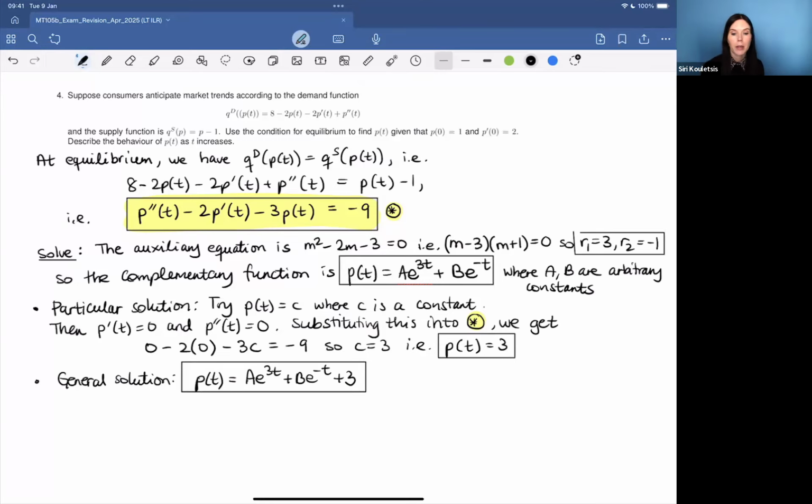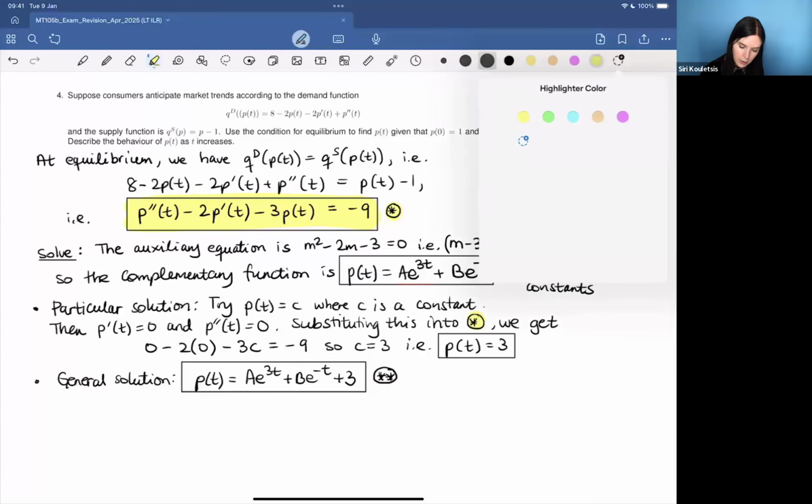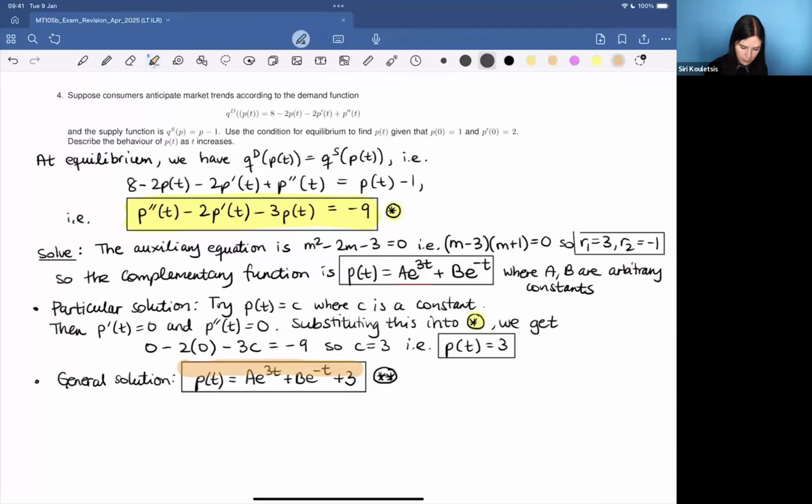Where, of course, A and B are arbitrary. Now let me call this double star here. We're going to refer to this again as well. So we have the general solution, and now we would like to apply the initial conditions. So P of 0 equals 1 and P prime of 0 equals 2. And so we're going to need P prime. So let's start by differentiating.